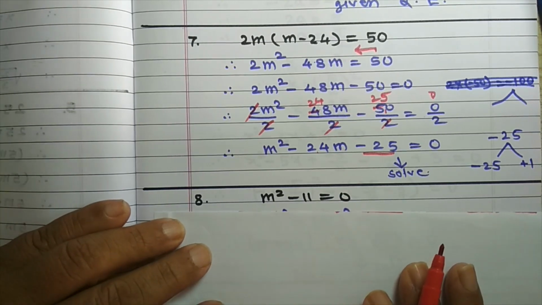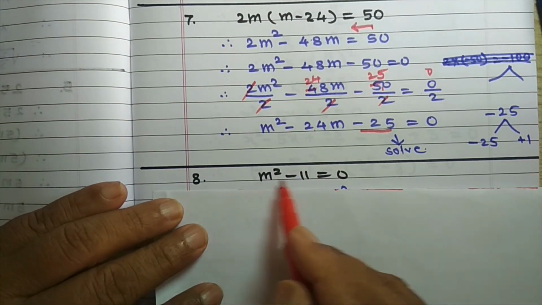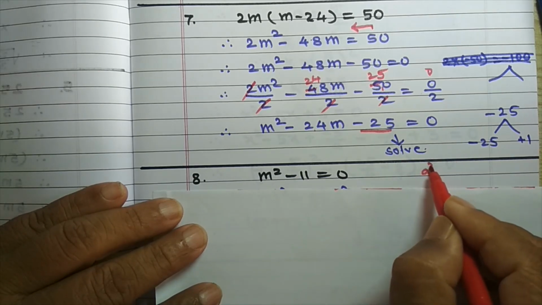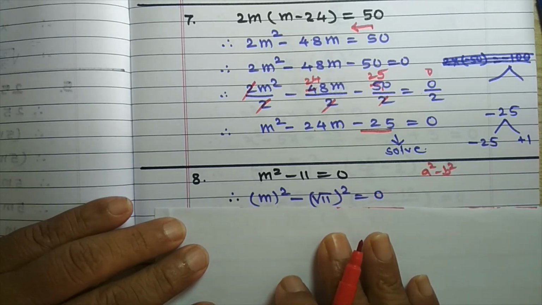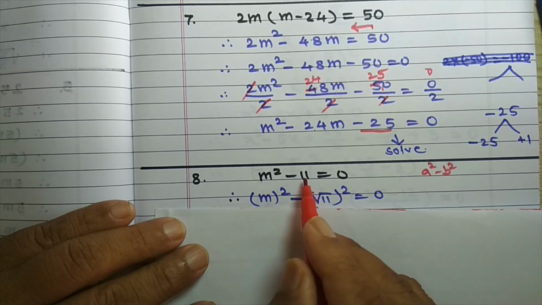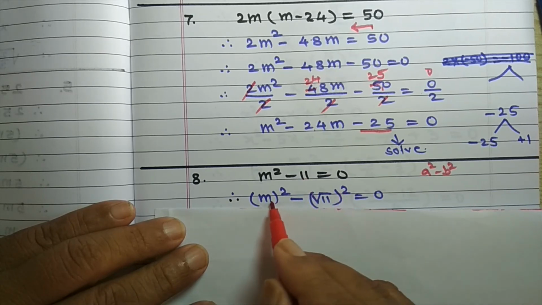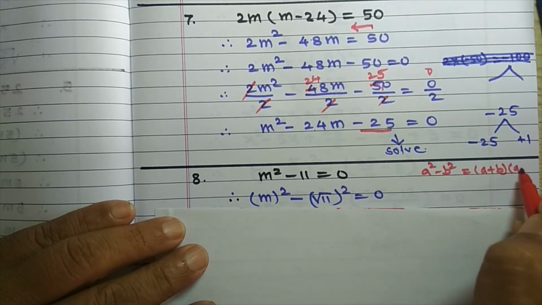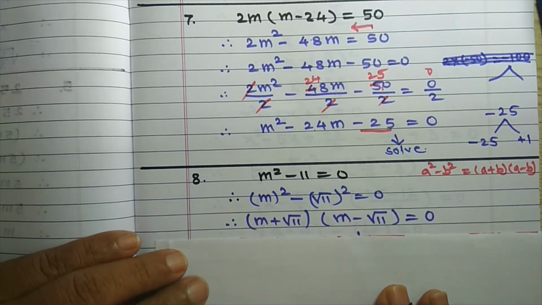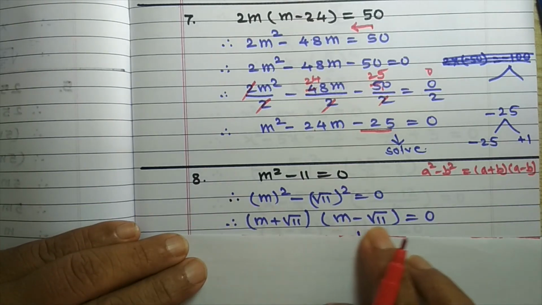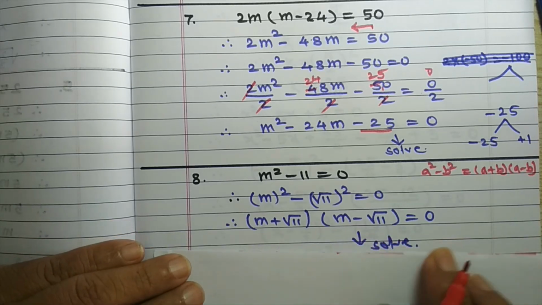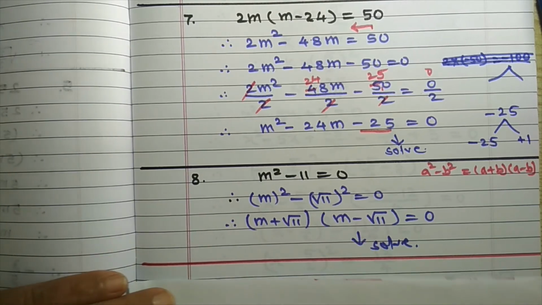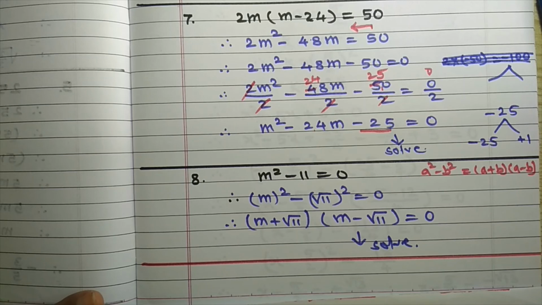Next one, m square minus 11 is equal to 0. Square term and constant term are there. Once again we have to convert it to the form a square minus b square. See here, m square minus 11 means m square minus (root 11) square, then it becomes a square minus b square, and we know that its factors will be a plus b and a minus b. So m plus root 11, another bracket m minus root 11 is equal to 0, and we know the first bracket is equal to 0, second bracket is equal to 0, and calculate values of m. These are the roots of the given quadratic equation.